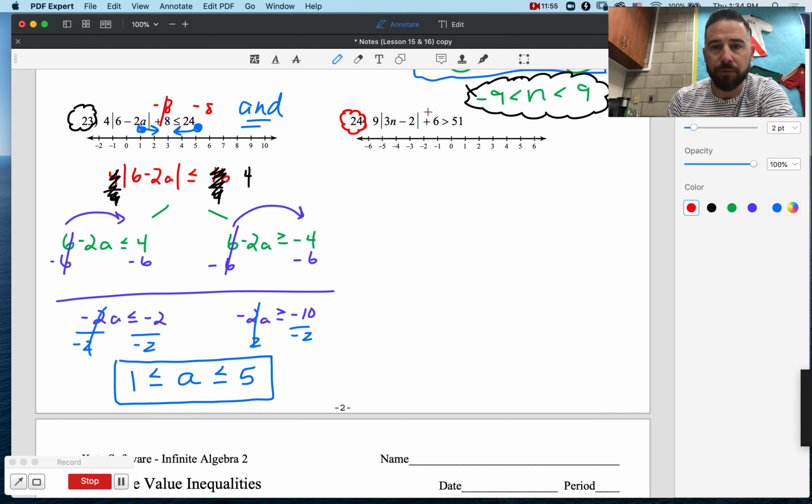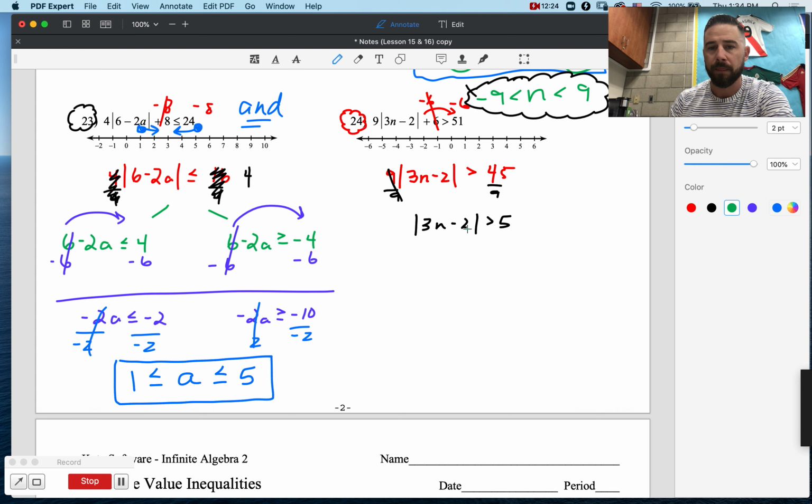Okay, I'm assuming you pressed play. First thing we're going to do is get this guy over here. Minus 6, minus 6. So we have 9 times the absolute value of 3n minus 2. What is this, 45? Next step, divide by 9. And we have the absolute value of 3n minus 2. And this is 9 times 5, which is 45, right? So we can split them up. 3n minus 2 is 5. Then we can say 3n minus 2, flip the sign, -5.